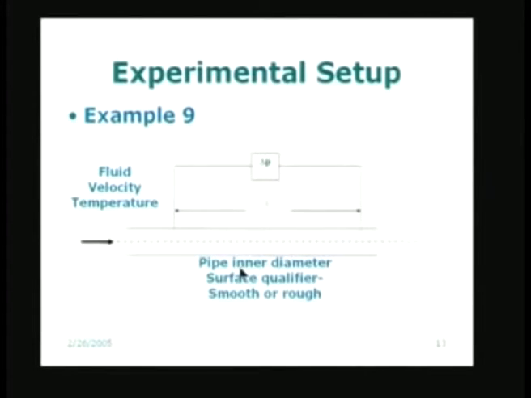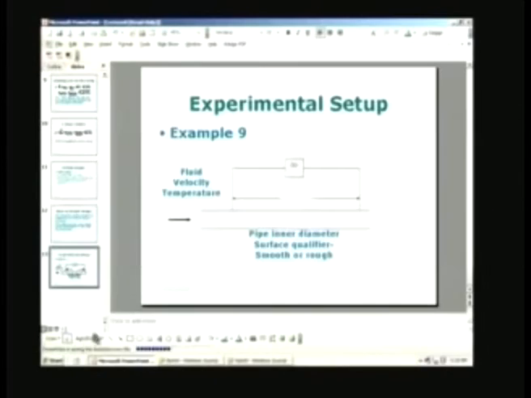And of course, the pipe inner diameter is specified, its surface qualification whether it is smooth or rough is also given. For the present, it is sufficient to look at how we go about doing an experiment, and this is example 9 for our purpose now. So, what I will do is, I will go to the board and look at this in some detail.